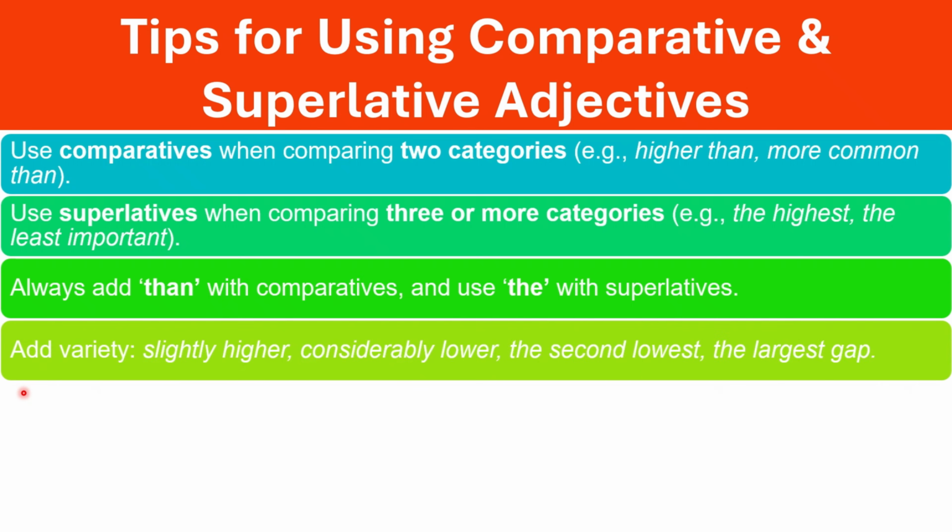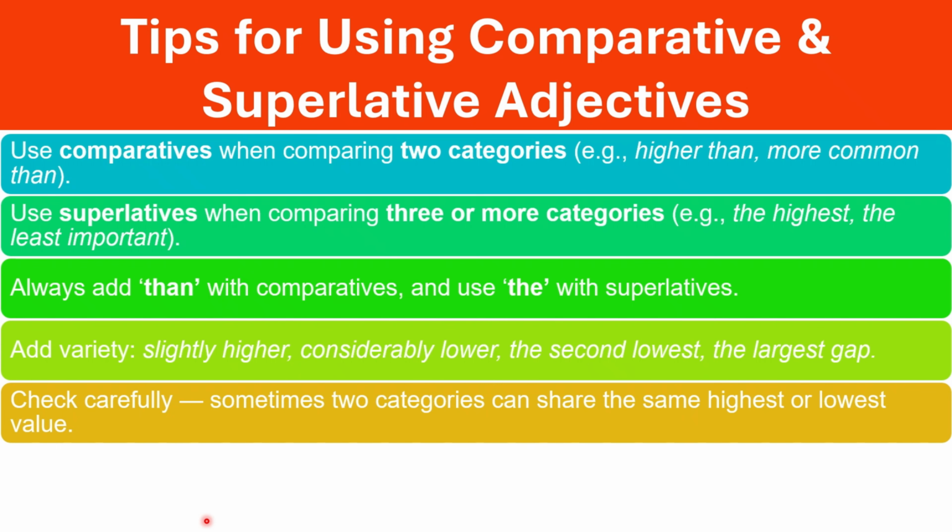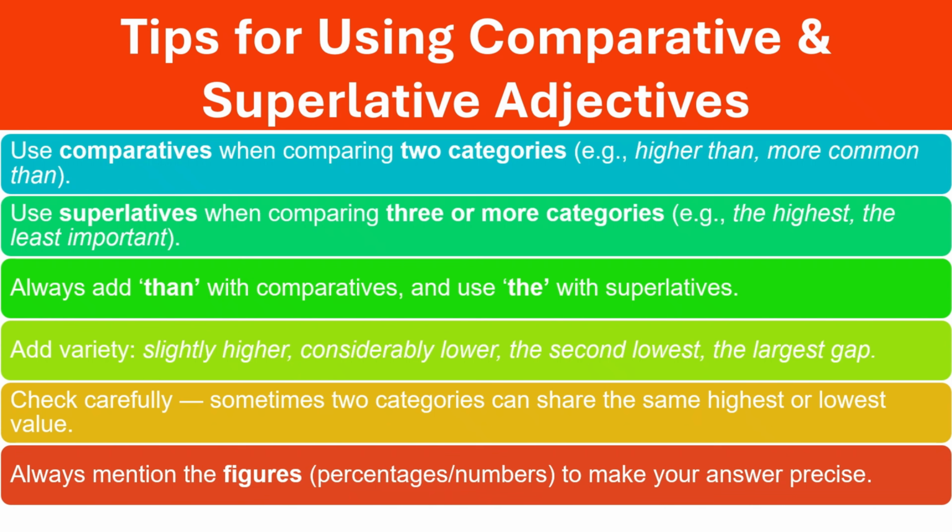To make your sentences stronger, try using variety. Expressions like slightly higher, considerably lower, the second lowest, or the largest gap show accuracy and range. Be careful when describing superlatives. Sometimes two categories share the same highest or lowest value. And finally, always include the numbers in your sentences, like percentages or totals. This makes your description precise and clear.